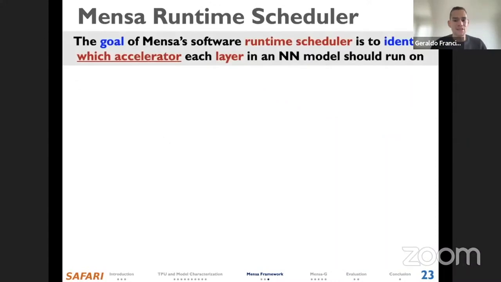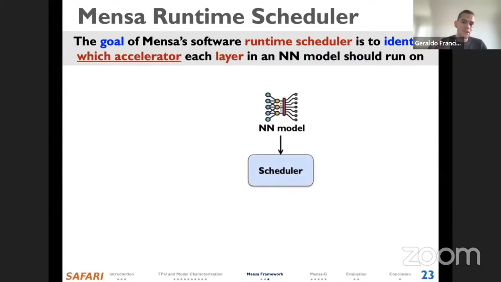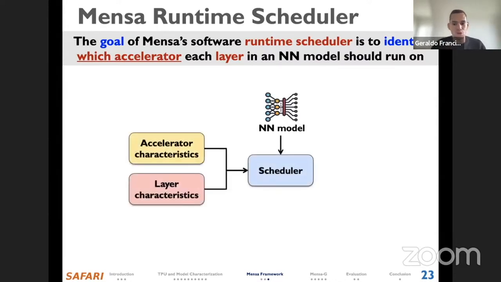The goal of the Mensa software runtime scheduler is to identify which accelerator a particular layer in a neural network model should run on. So it works as follows. The scheduler gets a neural network model as input. It also has two other pieces of information: the accelerator characteristics and also the characteristics of each layer that are going to run during the inference execution.